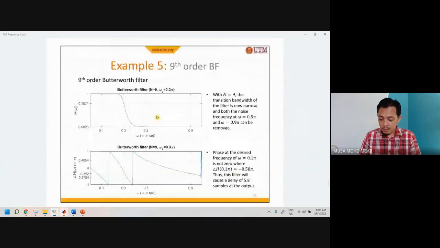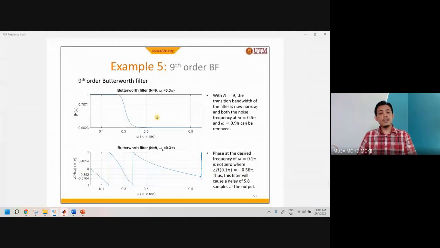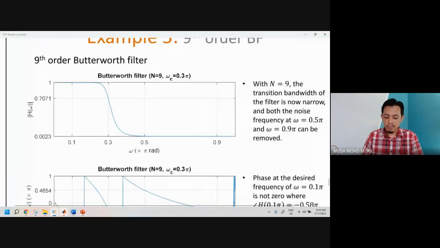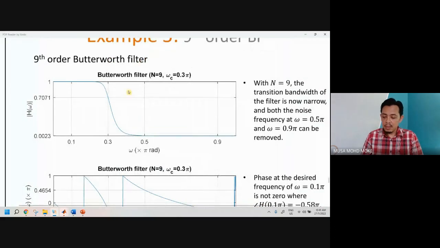Okay, so let's move on. We already saw second order. So let's see ninth order. So what will be the difference between a second order and ninth order? Ninth order is actually a higher order. Second order is quite low, and then we try to increase it a lot. So this is a ninth order. So what we have now is actually a very narrow transition bandwidth.